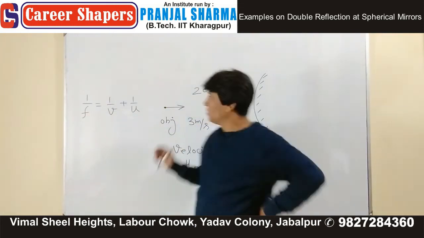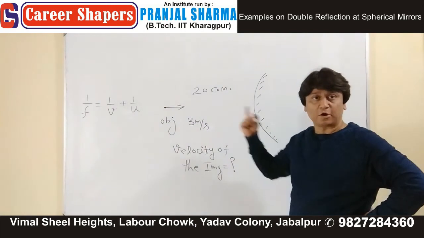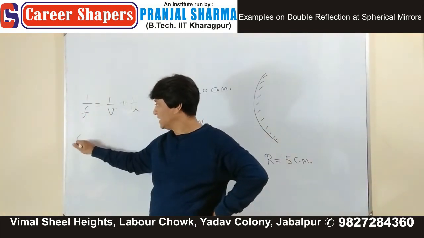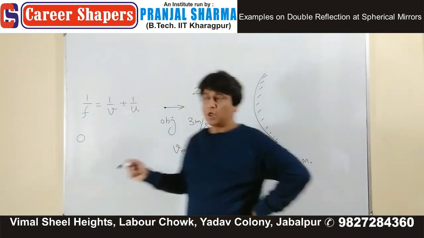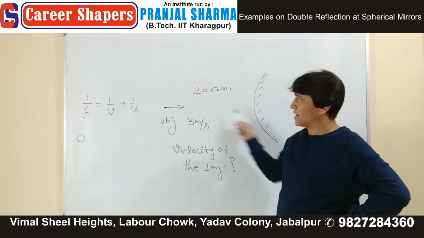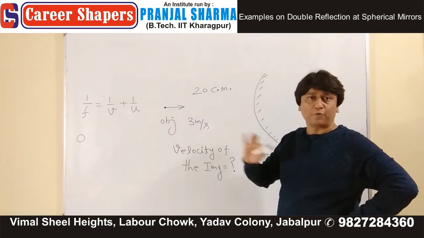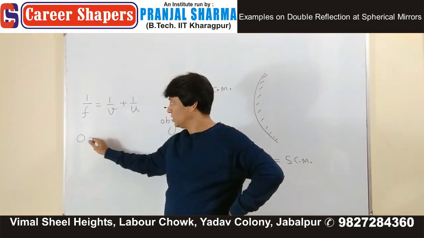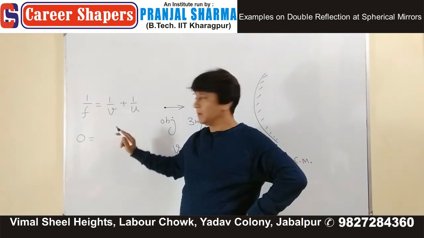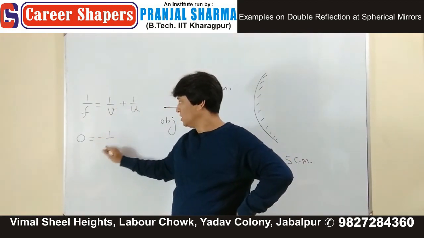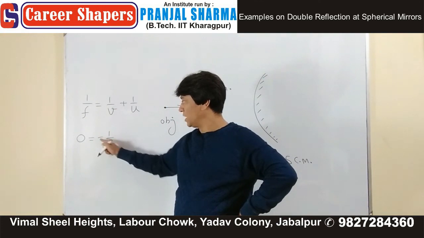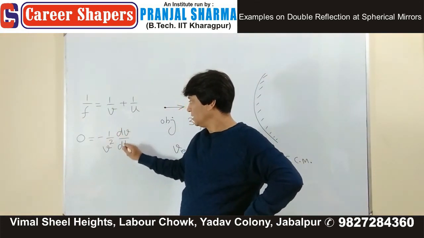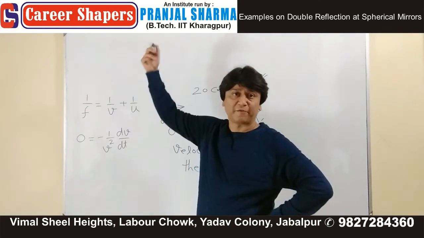Remember this part when you are dealing with concave or convex mirrors. Focal length is a constant, so its differentiation will be 0. Whatever be the position of the object in front of the mirror, your focal length is a constant number, differentiation is 0. 1 upon v, its differentiation is minus 1 upon v square into dv upon dt. This is coming from differentiation.